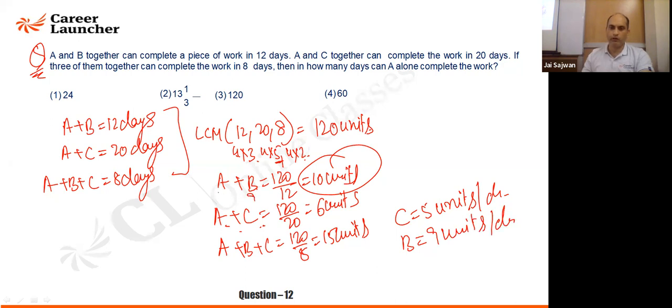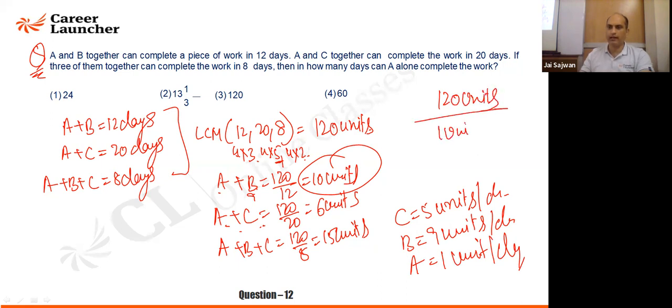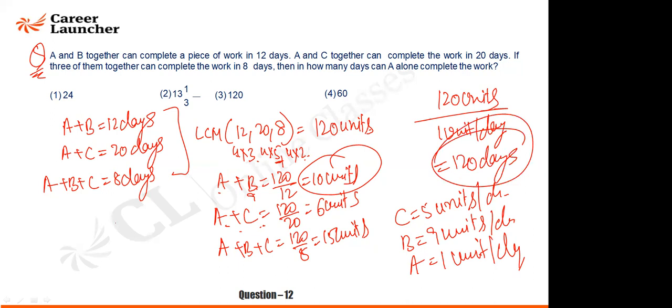If B works 9 units, A plus B is going to work 10 units. Can I say A does only 1 unit of work every day? To complete 120 units, because the total work is 120 units, A is working at the rate of 1 unit per day. Should I say it is coming out to be 120 days? Your answer is 120 days here. Very nice, very good.